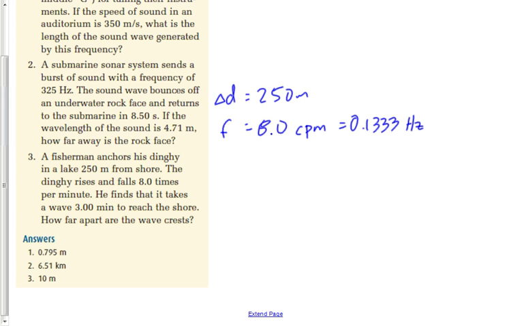The time here is 3 minutes, which we got to convert to seconds as well. It's 180 seconds. This is not the period. Don't get it mixed up with the period. It's not the time for one cycle. This is just the time that it takes the wave to get from the boat to the shore. We're going to find a wavelength here. Let's say v equals d over t to get speed.